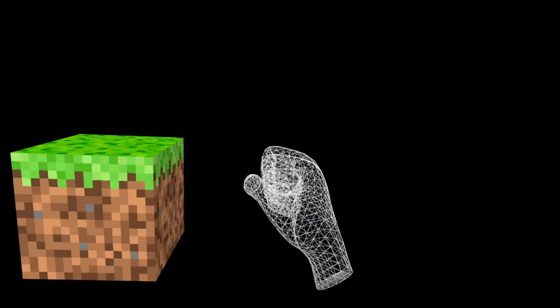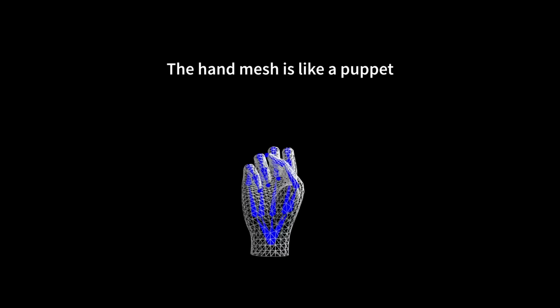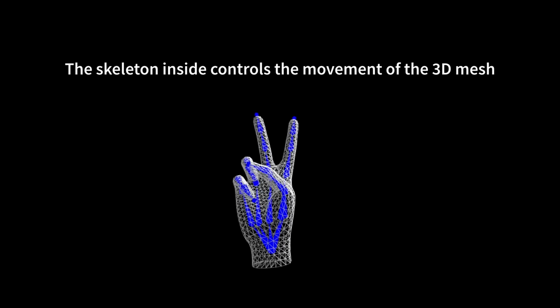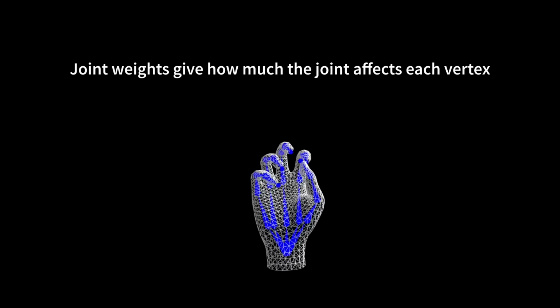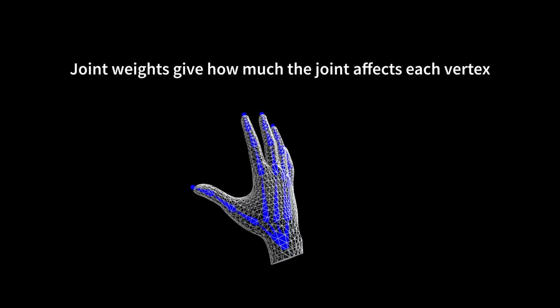This is how skeletal animation works. The hand mesh is like a puppet. The skeleton inside controls the movement of the 3D mesh. Every vertex is attached to a few nearby joints. Joint weights give how much the joint affects each vertex.